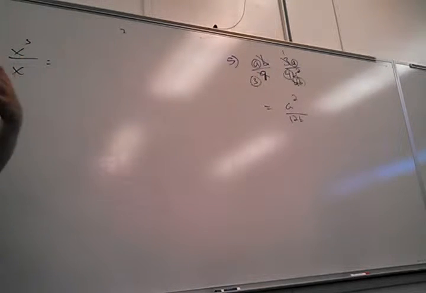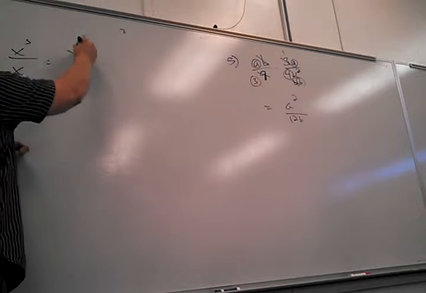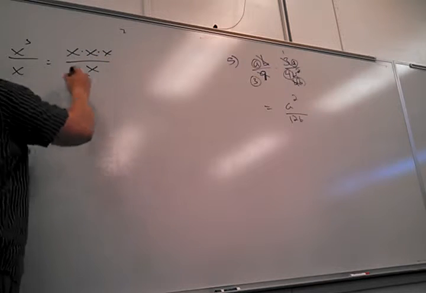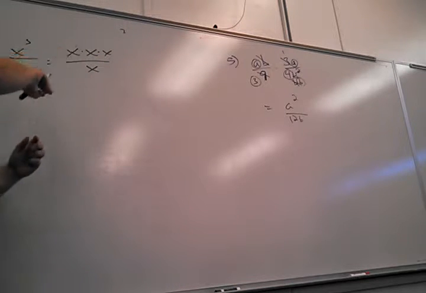Isn't 27 3 times 3 times 3? 9. 9, right? So how many 3's cancel? 1. So see how they work exactly the same way, don't they?